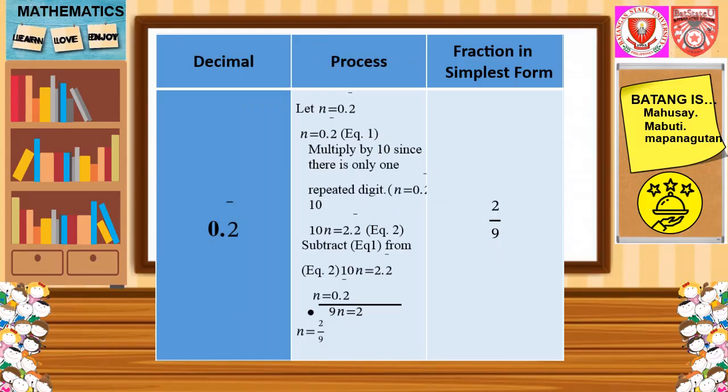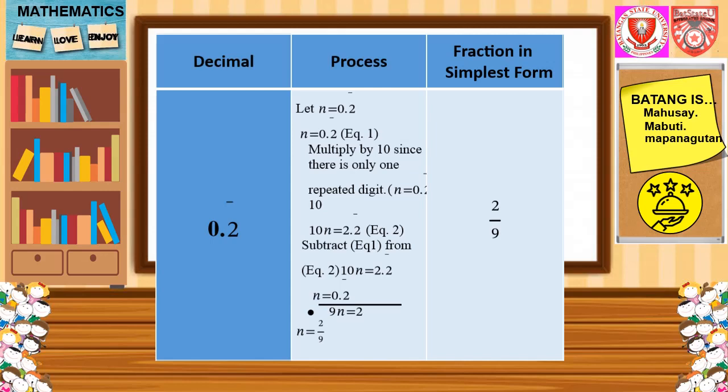Another example, we have 0.2 bar, which is 0.2 with a bar line. It means 2 is a repeated number. Let n be equal to 0.2 bar. So, our first equation is n equals 0.2 bar. We're going to multiply by 10 since there is only one repeated digit. So, 10n is equal to 2.2 bar.